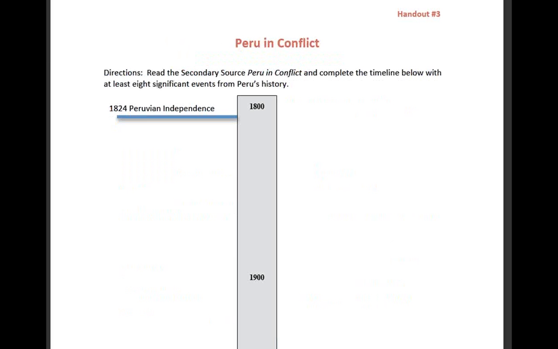Okay, this is the third handout. So again, I'm jumping around here, but one of the interesting things about this is that based on something the students are going to do, we've asked that they fill out a timeline, which we call Peruvian conflict, and we've said that students should put at least 8 significant events from Peru's history, and they'll get the significant events from handout number 2.